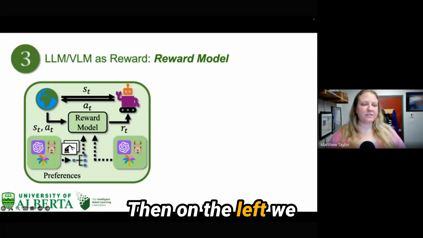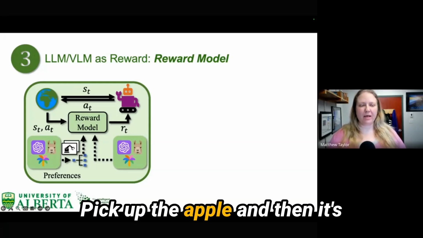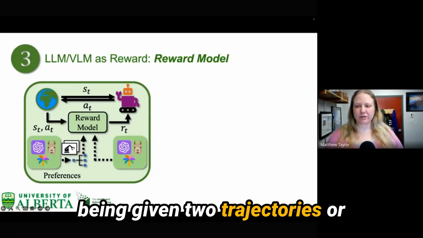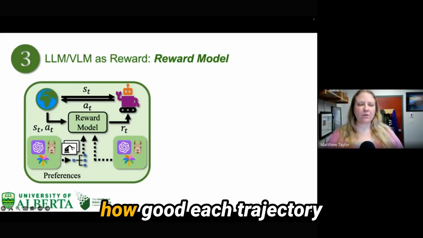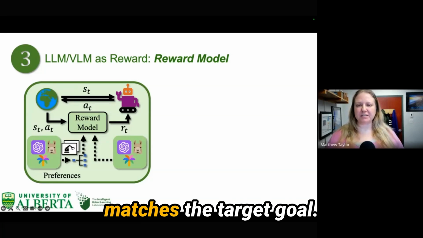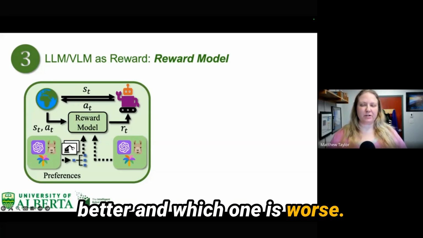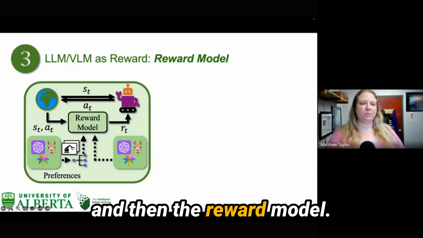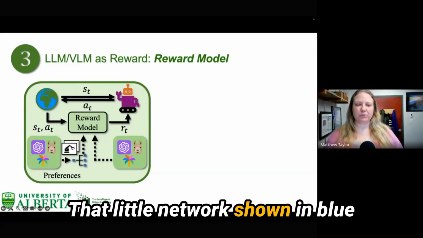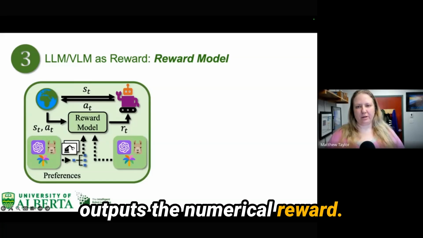Then on the left, we have the LLM or VLM. It's being given a target goal, pick up the apple. And then it's being given two trajectories or sub-trajectories. And it evaluates how good each trajectory matches the target goal. And it chooses which one is better and which one is worse. And then these preferences are used to learn a reward model. And then the reward model, that little network shown in blue and black, essentially is what outputs the numerical reward.